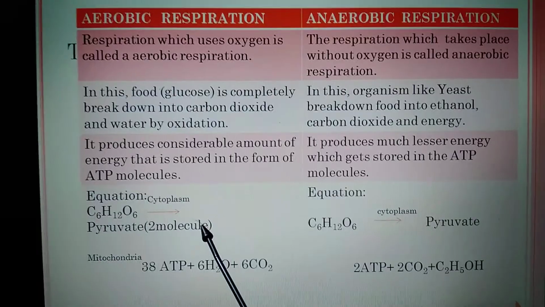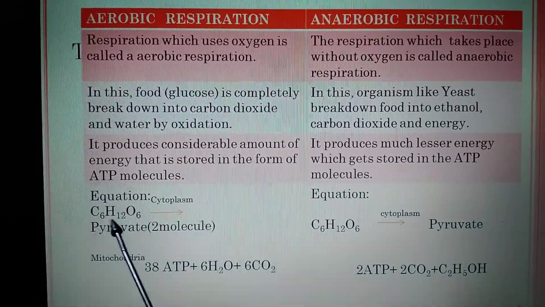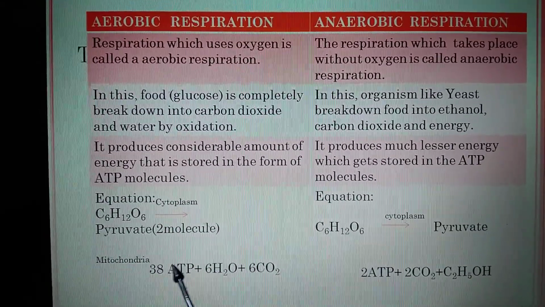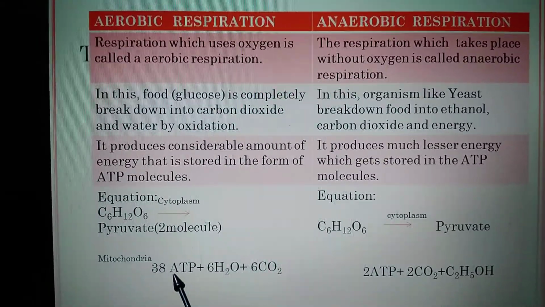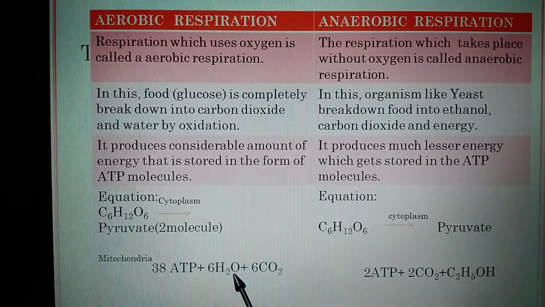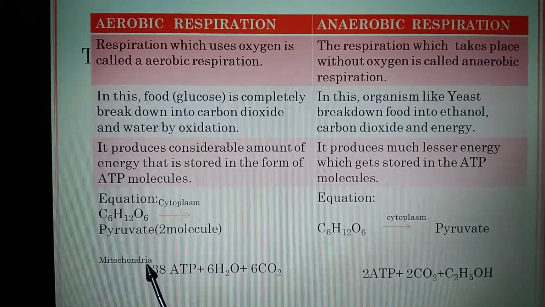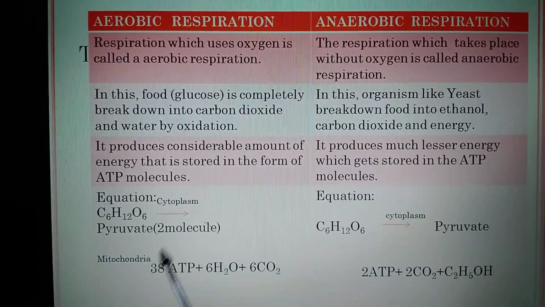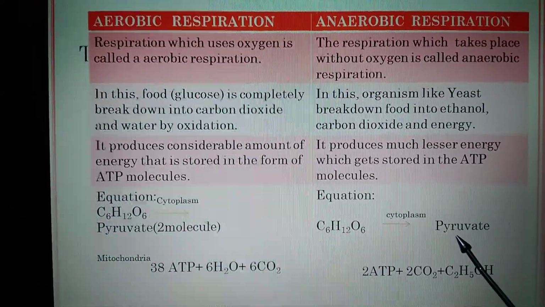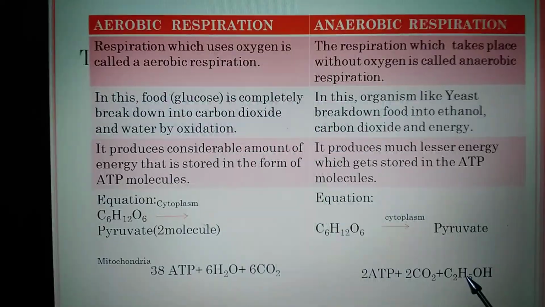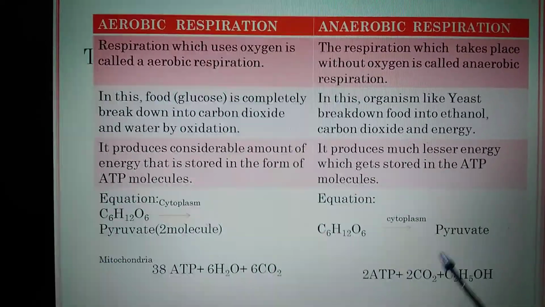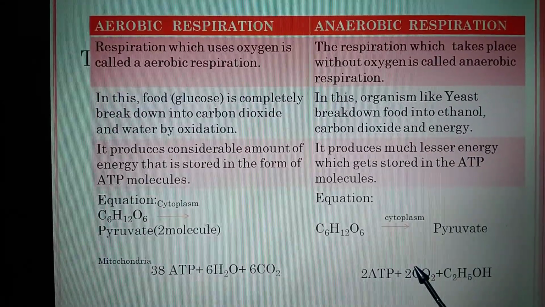And the equation for aerobic respiration is: glucose is converted to pyruvate with the release of 32 ATP molecules, and carbon dioxide and water molecules are produced. It occurs in the mitochondria. On the other hand, in anaerobic respiration, glucose in the cytoplasm is converted to pyruvate and results in the formation of ethanol, carbon dioxide and ATP molecules, and this process occurs in the cytoplasm.